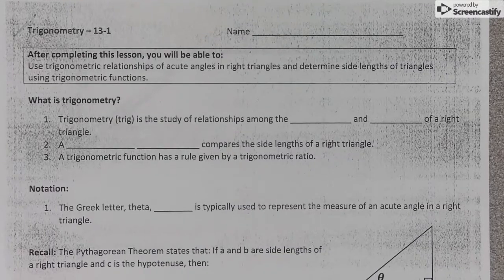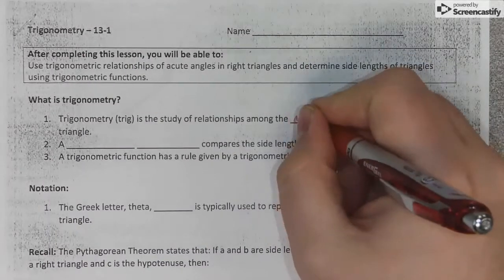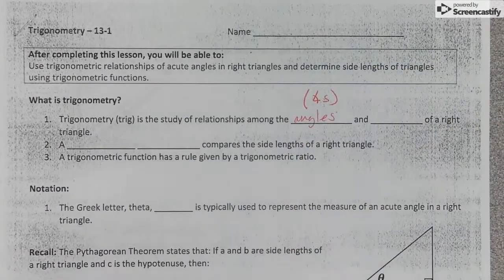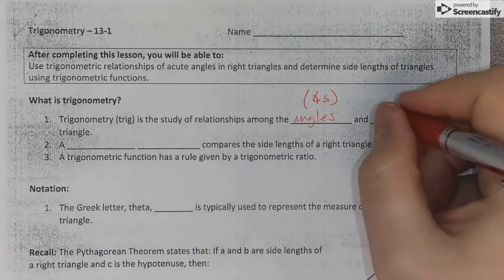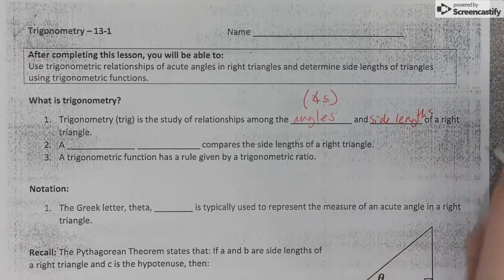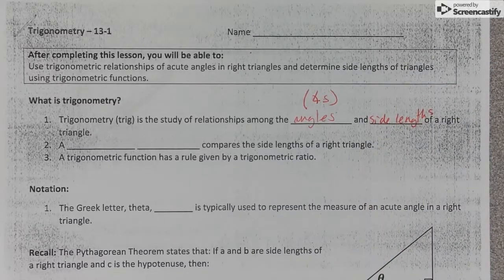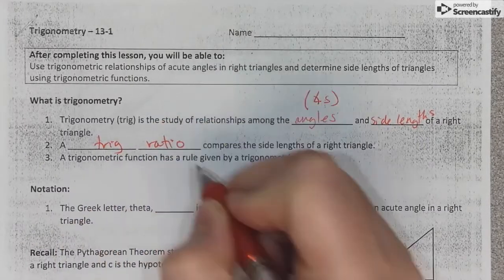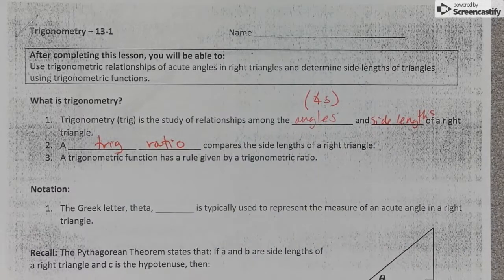So what is trig? Trigonometry is a study of relationships among the angles, and we use this symbol to denote angles, and side lengths of right triangles. A trig ratio compares the side lengths of a right triangle. A trigonometric function has a rule given by a trigonometric ratio.